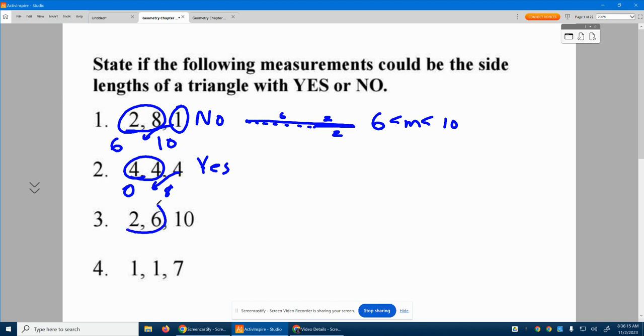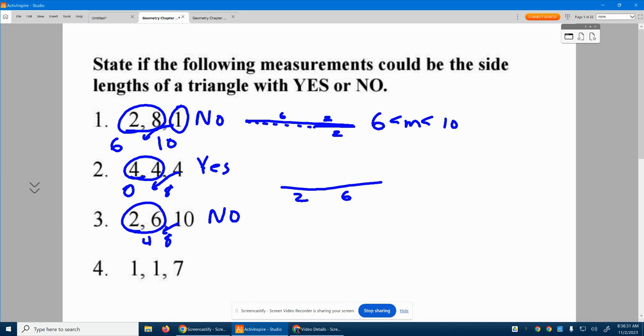The next one, take 2 and 6, subtract them, 4, add them, 8. Does 10 fit between 4 and 8? No, you could never do that. If you had one side that was 2 and one that was 6, even flat, 8 is the furthest distance apart, so there's no way a side could be 10.